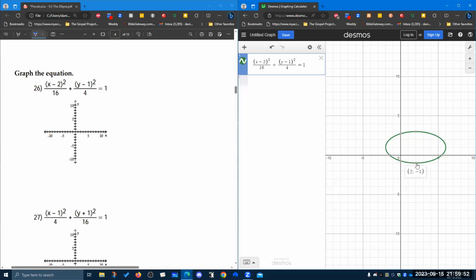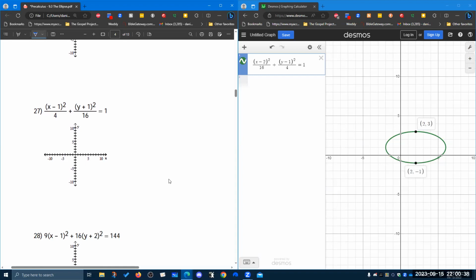So we have points on the major axis here at 6, 1 and negative 2, 1. We have points along the minor axis at 2, 3 and 2, negative 1. And it doesn't ask me to find anything extra like foci, so I'm not going to.